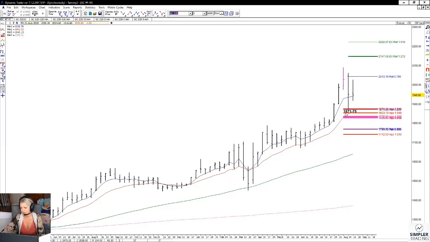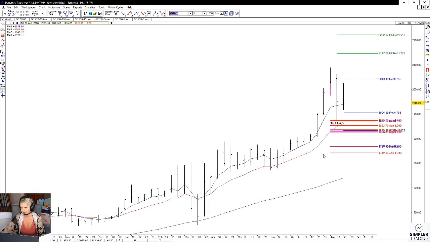I had that set up, 1871 to 75. We bounced, came up to the 786, failed, and now what we are looking at is a continuation of the move. Not an exact hit of the 786 here, but it looks like we are close enough and are bouncing from that also. So that is why I want you to look at different time frames. Different time frames tell you different things.